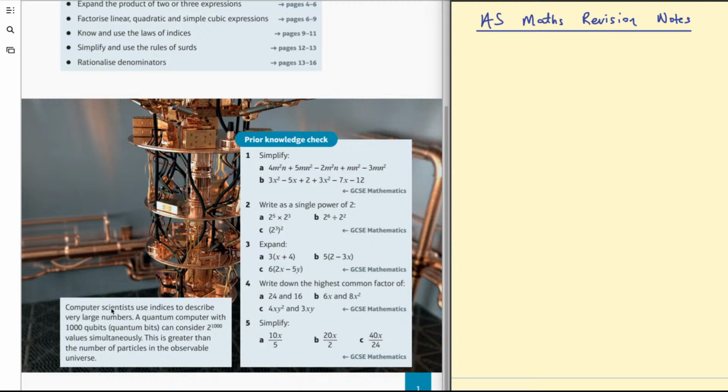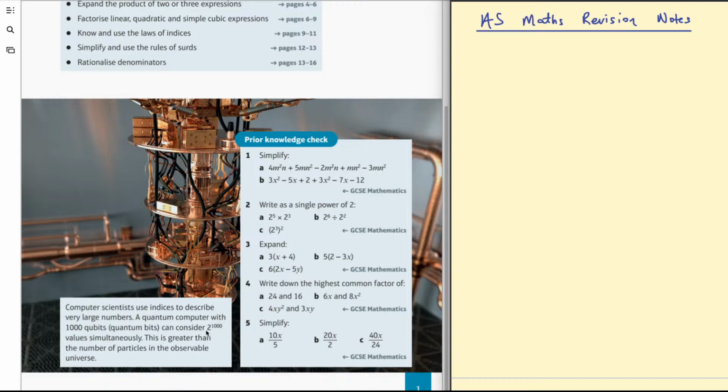So here's a note. Computer scientists use indices to describe very large numbers. A quantum computer with 1000 qubits, quantum bits, can consider 2 to the 1000 values simultaneously. This is greater than the number of particles in the observable universe. Interesting.